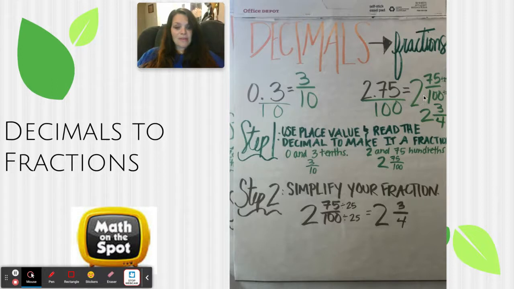Either way, I'm going to get the same answer. But our step 2, we have to make sure we do our step 2. Step 2 is always simplify your fraction. So you always have to make sure that you're simplifying your fraction to its lowest form.